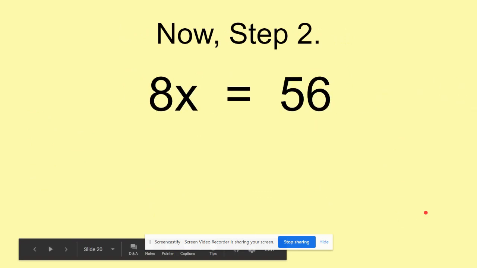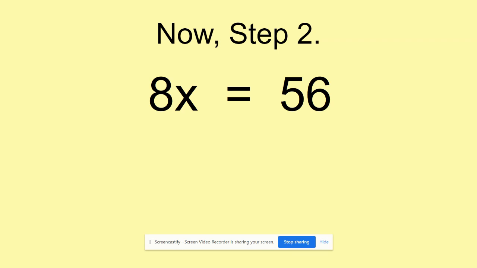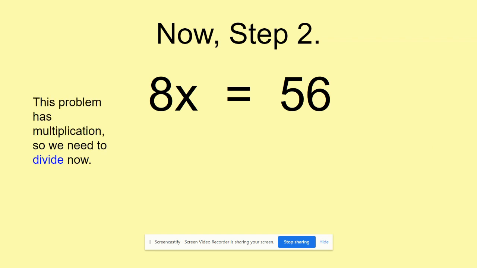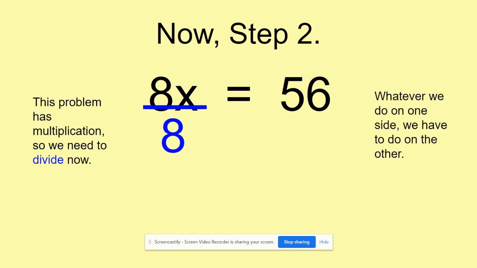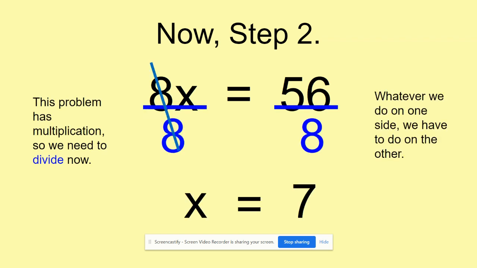Okay, so we have 8x equals 56. And then what do we do next? Well, the 8 and the x are multiplying. So we're going to, I bet you know, divide both sides. Now we have x equals 7, and we're done. We solved a two-step equation.